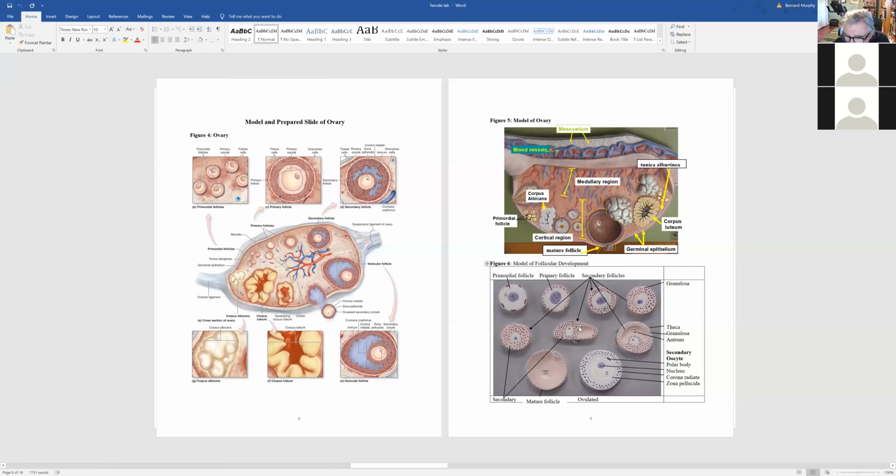And it eventually becomes what's called a mature or Graafian follicle. Graafian with two A's, Graafian, or mature follicle right here. It's got a huge antrum. It's got a little peninsula of tissue here where the secondary oocyte is located.